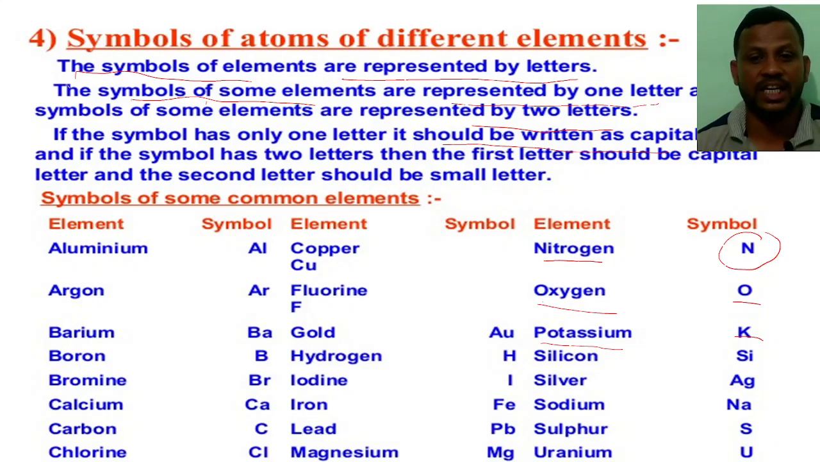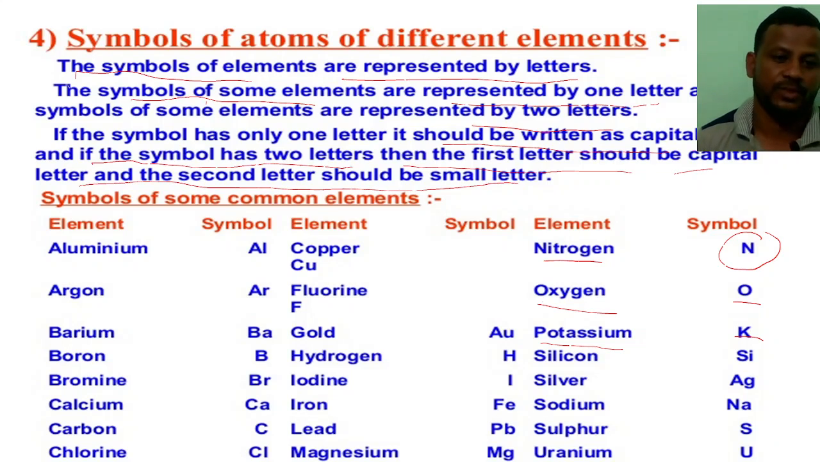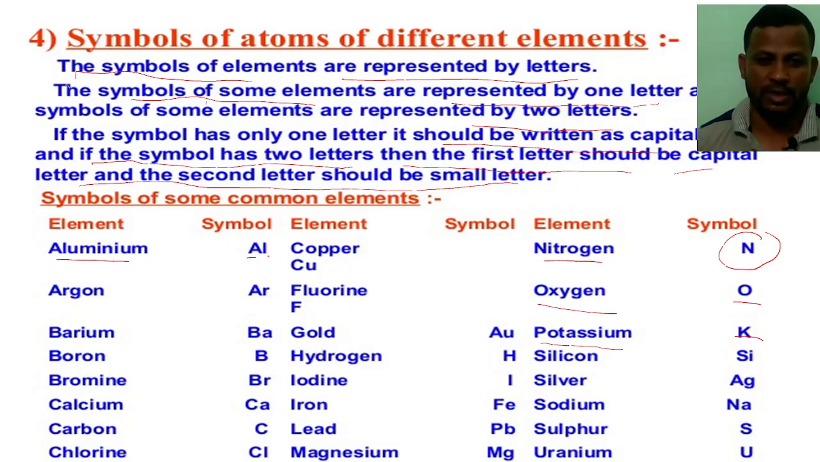Next, what is the condition here? Let us see. If the symbol has two letters, then the first letter should be written in capital, and the second letter is written in small. For example, we see here aluminium, we represent it by two letters, so we use A as a capital and l as a small.